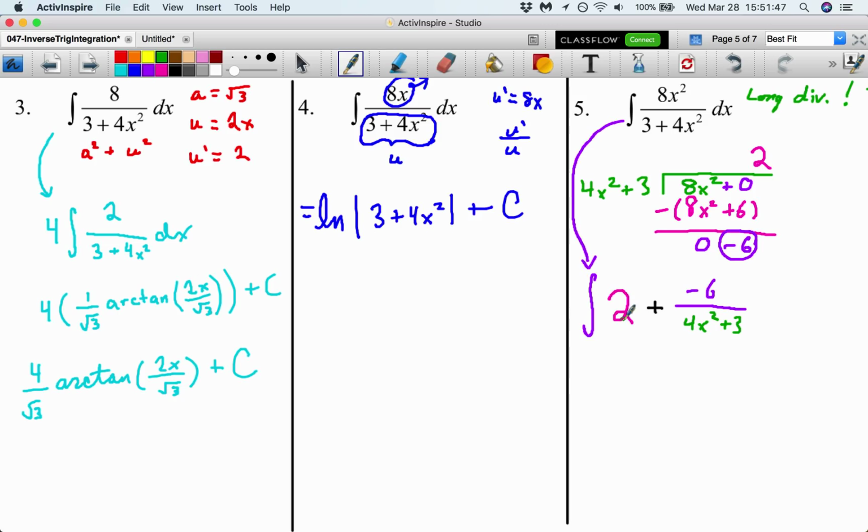This too is not over a denominator. And now we're just integrating this guy. So the integral of 2 is easy. I got you there, 2x. What's the integral of this?